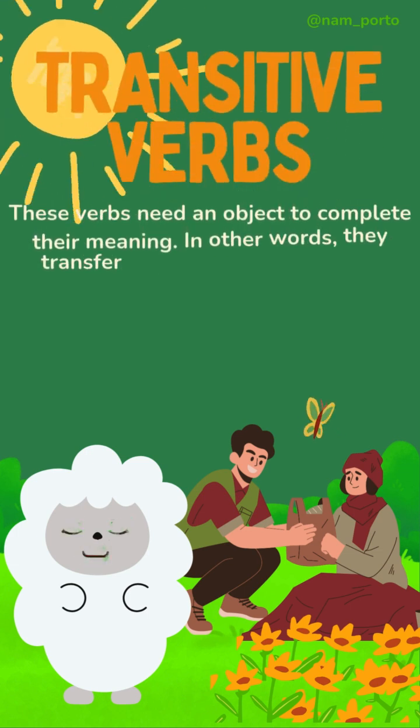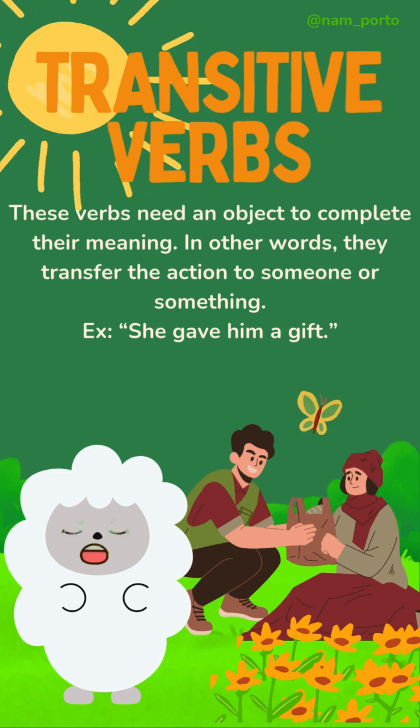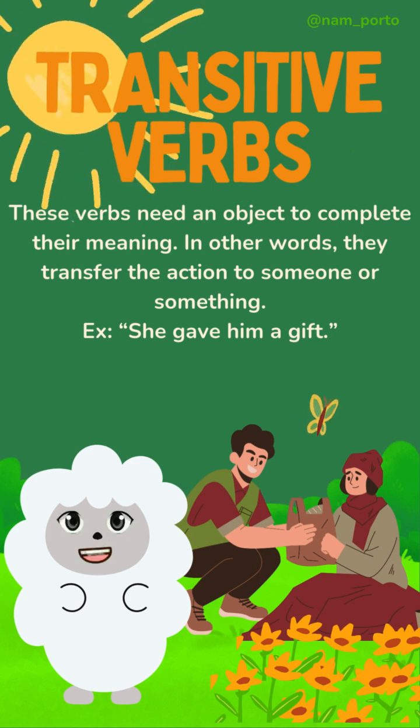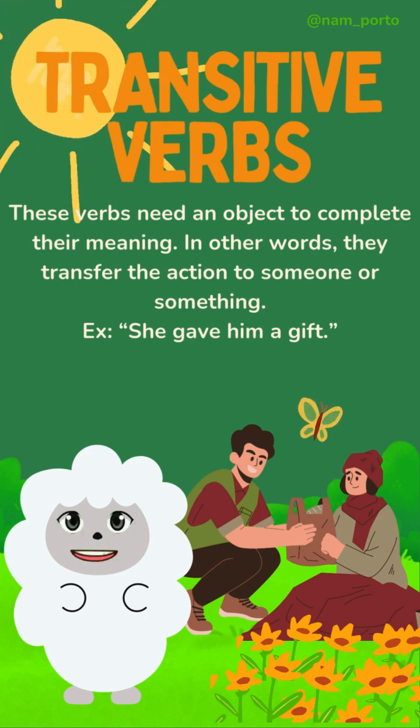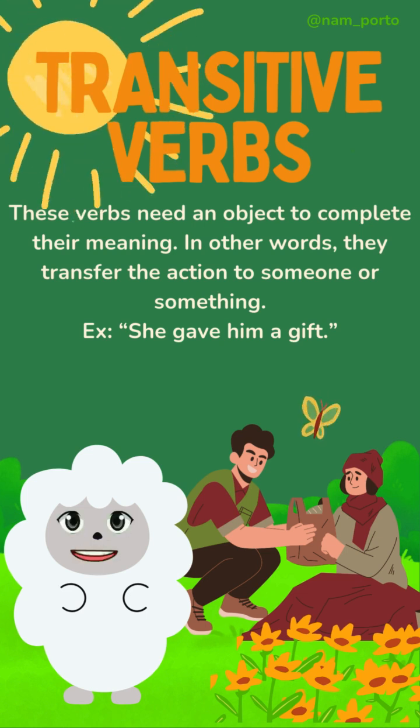Now, let's talk about transitive verbs. These verbs need an object to complete their meaning. In other words, they transfer the action to someone or something. For example, she gave him a gift. The verb gave needs the object a gift to make sense. Without the object, the sentence wouldn't be complete. Other examples of transitive verbs include bring, send, make, teach.